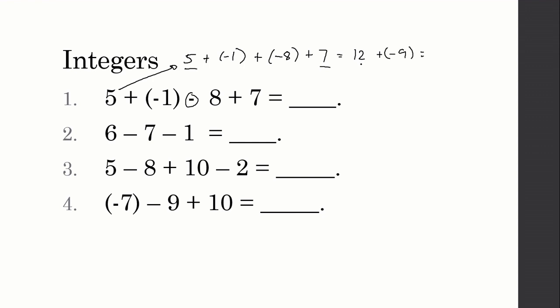After this, subtract the positive integer and the negative integer. So 12 minus 9 is 3. So the final answer for number 1 is positive 3. So let's do the same process from number 1 to the other problems.